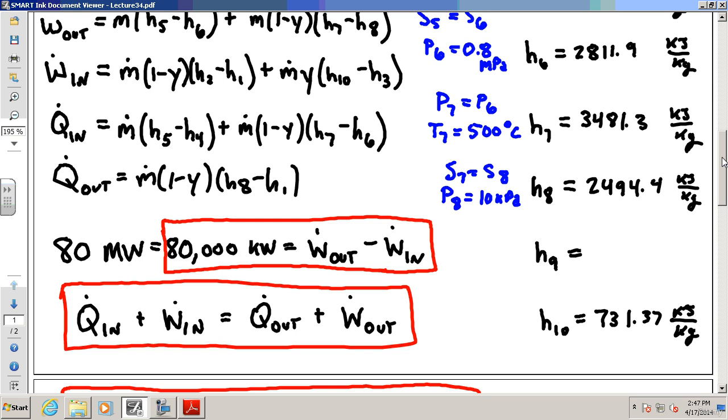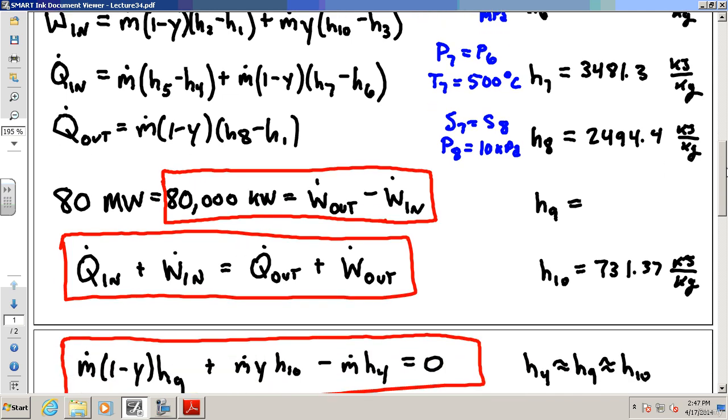10 megapascals at 4, 10 megapascals at 5, 10 megapascals at 10, 10 megapascals at 9, 10 megapascals at 2. Well, 3 has 0.8 megapascals. 1 has 10 kilopascals. So there's actually 3 pressures: a high pressure, a low pressure, and a medium pressure.